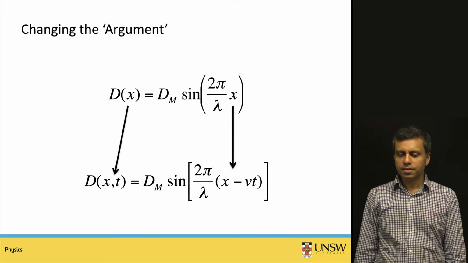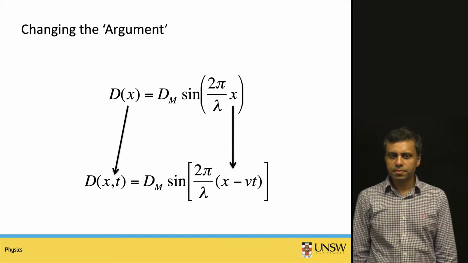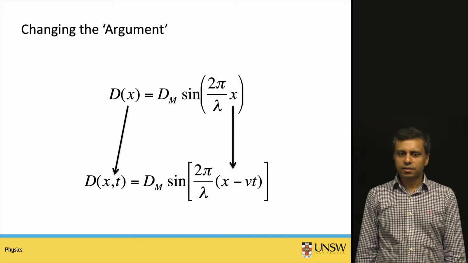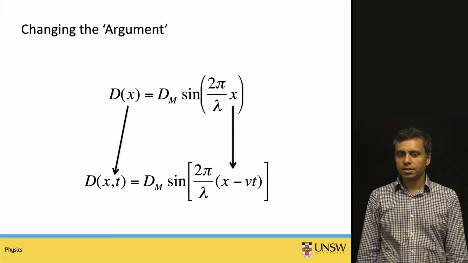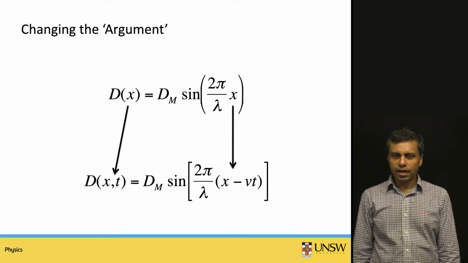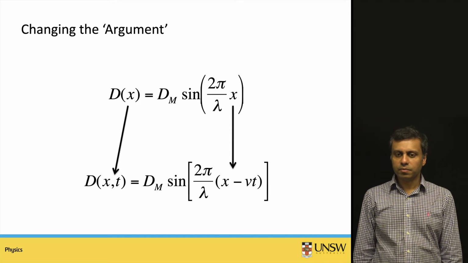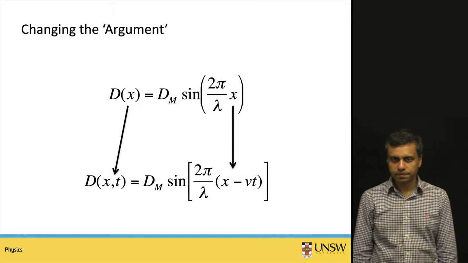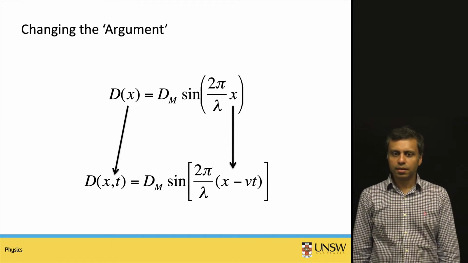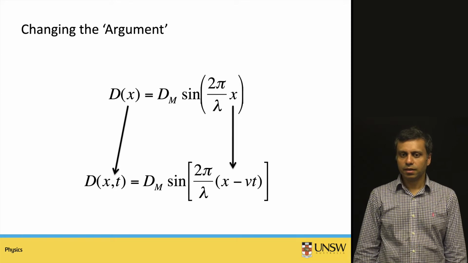Now we have to modify the expression for the displacement because we have to add in the variable time, and so the displacement becomes a function of both position and time in this case, and the argument also has to involve the variable time. So instead of x we have to use x minus vt, because the previous position has moved by a distance vt in the wave.